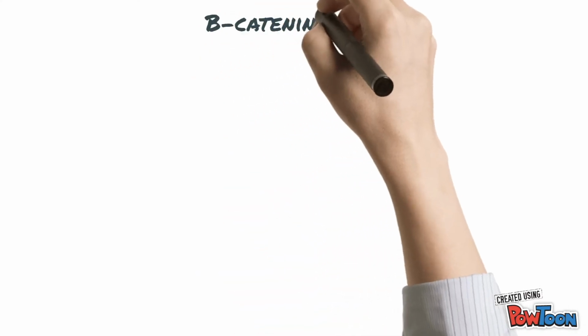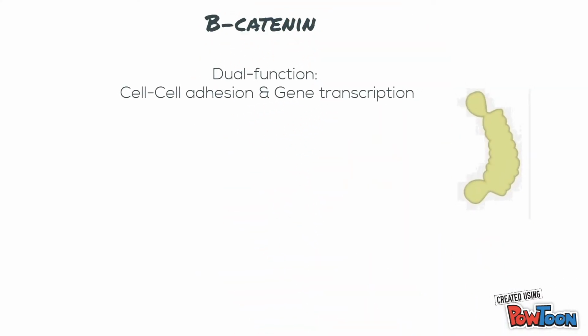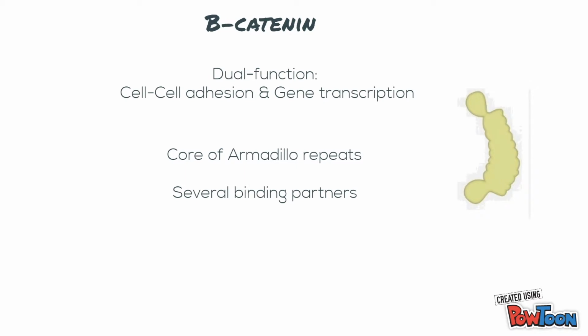The important protein in the Wnt pathway is beta-catenin. Beta-catenin is a dual-functioning protein involved in cell-cell adhesion as well as gene transcription. The core of beta-catenin consists of several very characteristic repeats, each approximately 40 amino acids long. These are called the armadillo repeats and have several binding partners.